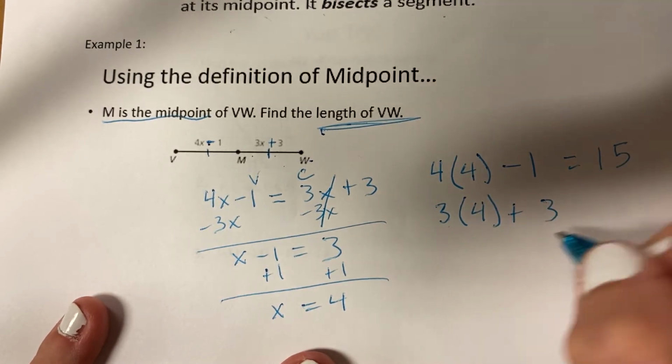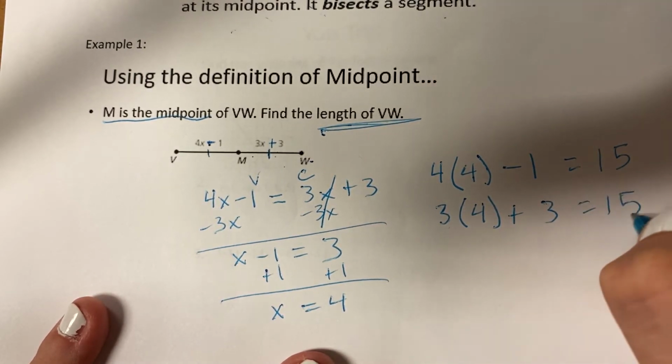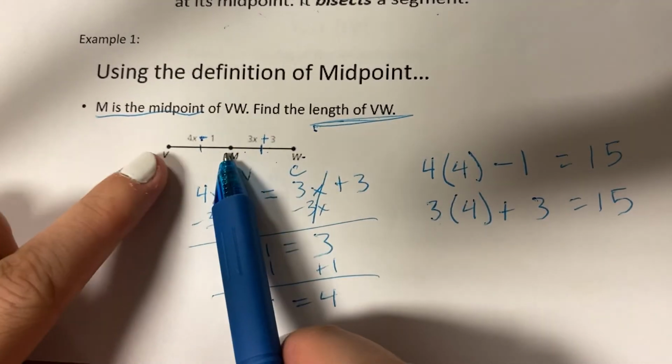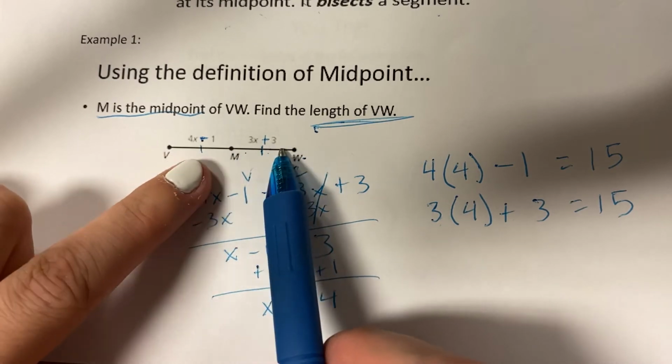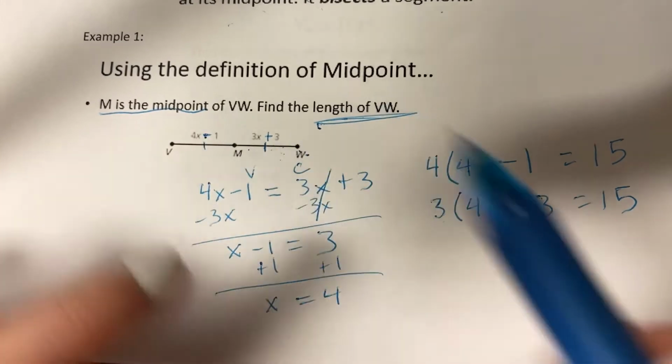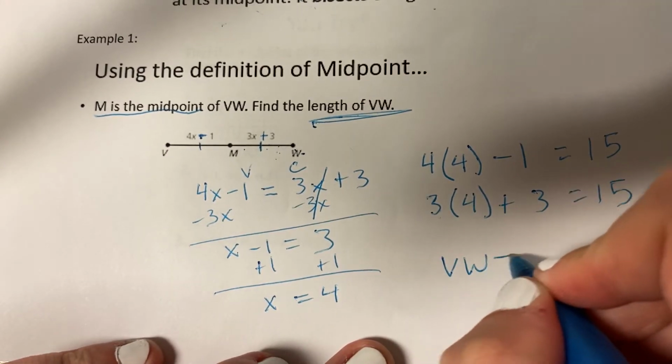3 times 4 is 12 plus 3, which is 15. Hold up. Did I do some extra work that I did not need to do? Yeah. Right? If I knew this was 15, I could have then said, oh, these two are equal. This is 15, this is 15. So what's the length of the whole thing? 15 plus 15, 30. So VW is equal to 30.